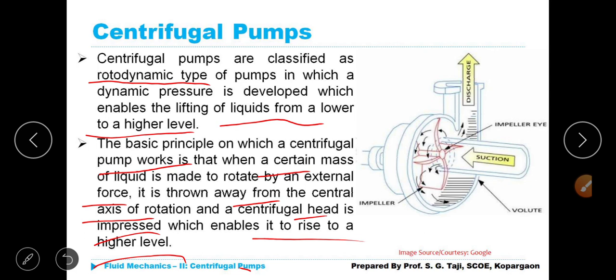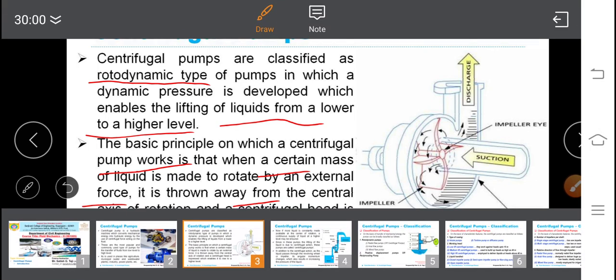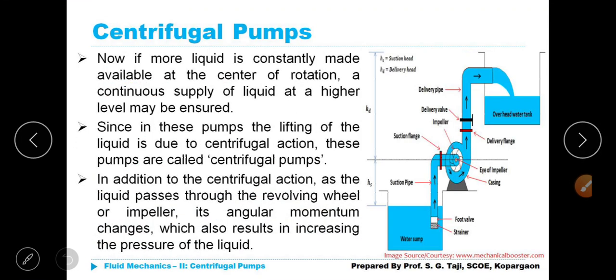So, how you should answer? Whatever the centrifugal head which is impressed when the liquid is made to rotate, which enables it to lift from lower level to higher level. In 20 seconds you can answer this. Okay? Provided that you put hard work during the study with concentration. Is it clear? Next slide.